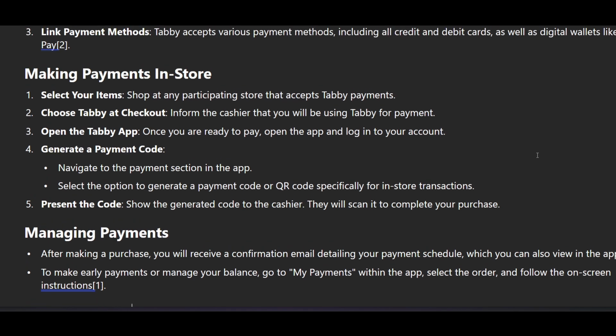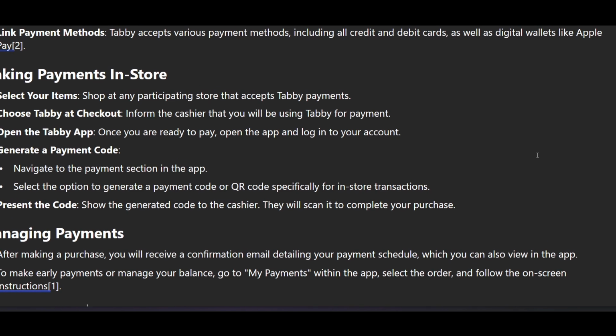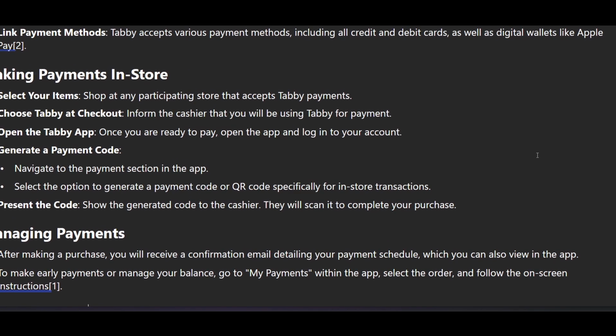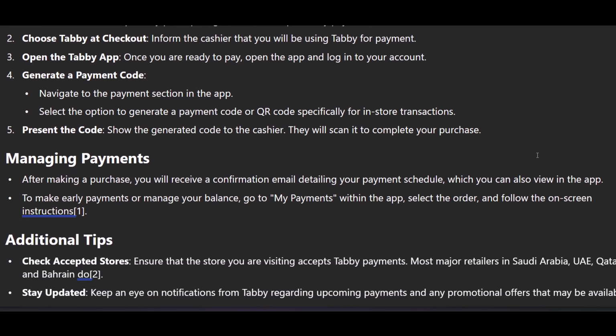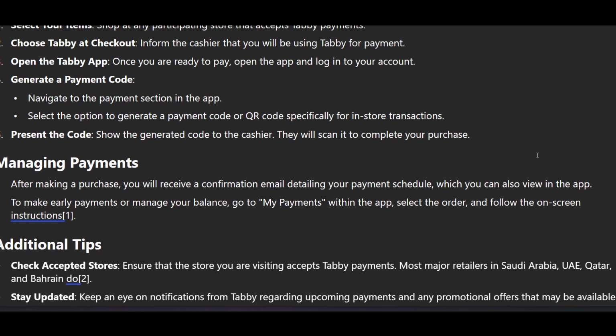After making a purchase, you will receive a confirmation email with details about your payment schedule, which you can also view in the application. To make an easy or early payment or manage your balance, go to My Payments within the app, select the option and follow the on-screen instructions. Here I have mentioned some additional information, so make sure you follow this up.